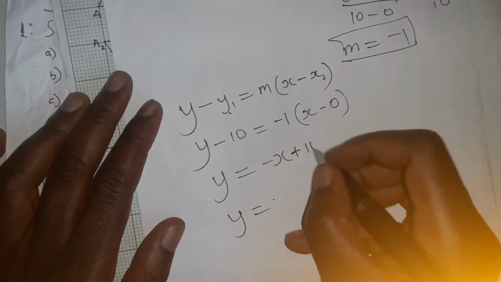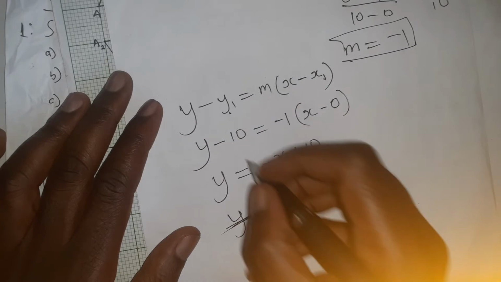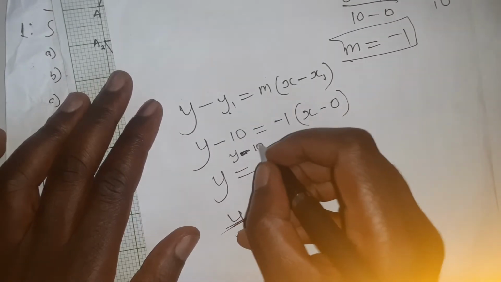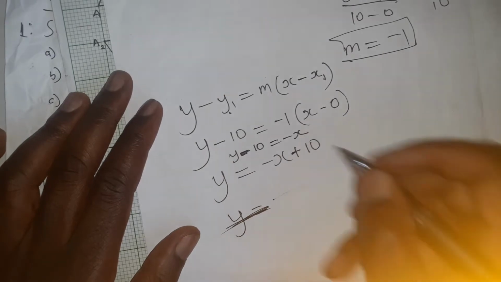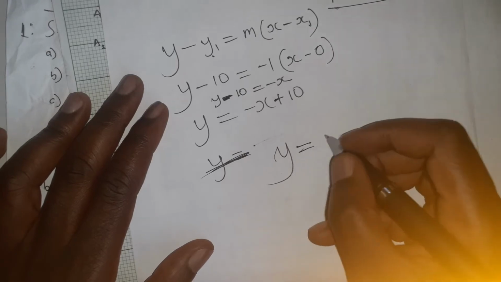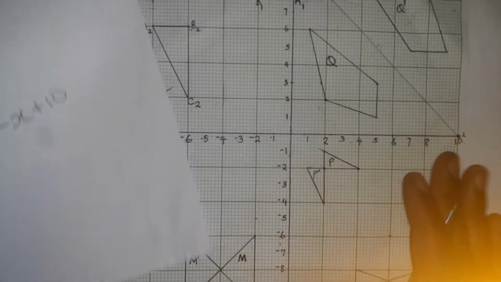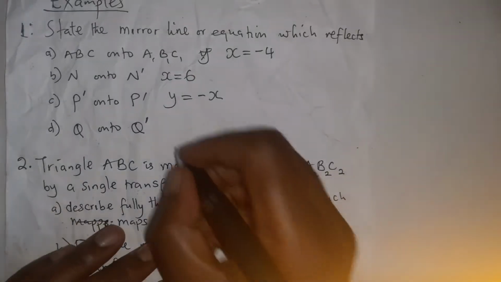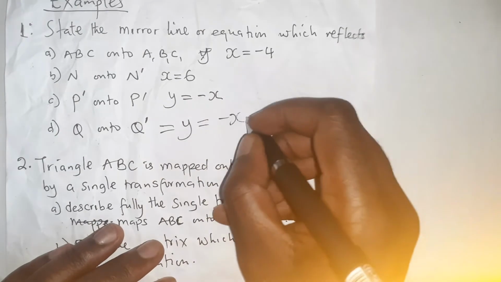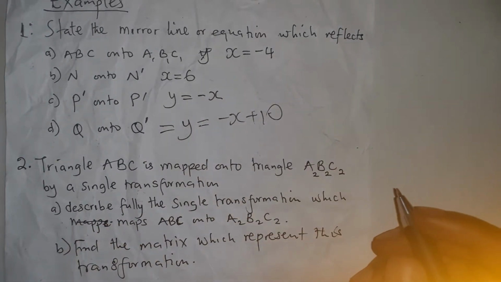So at this point, this one can come the other side. So here we can have y minus 10 is equal to -x. Then this one will come the other side. So the mirror line is equal to -x plus 10. That's what you're supposed to do. So for this one, that is the mirror line -x plus 10.